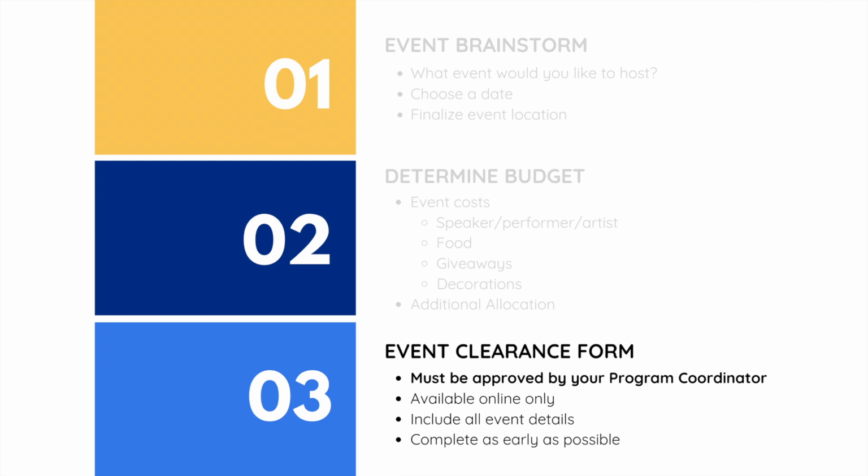Depending on the event, your program coordinator might need to complete an additional form for approval with the university. This form needs to be approved by your program coordinator prior to requesting any contracts or promoting an event. We recommend that you complete the event clearance form 3 weeks or more in advance of your event. The earlier you fill it out, the better.